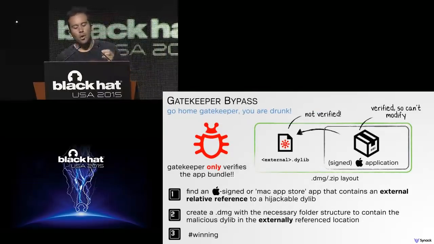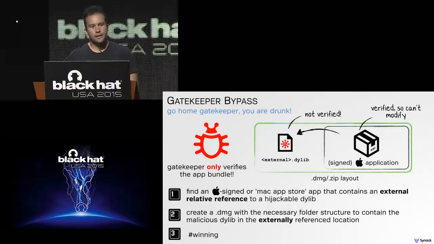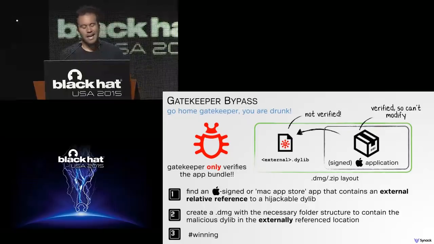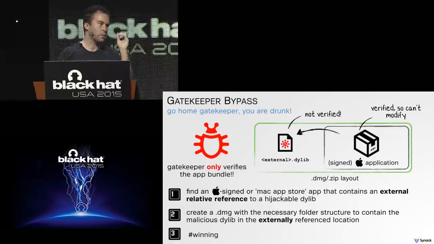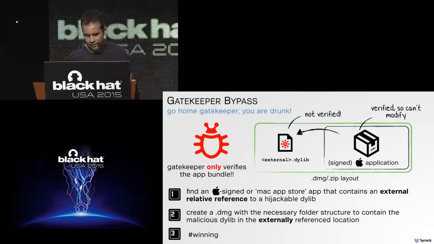Turns out, though, that Gatekeeper only verifies the downloaded application. It does not verify external content, which is normally not a problem unless the application that was downloaded has an external relative reference to some content that it loads. So what we can do to bypass Gatekeeper is, well, 3 easy steps. First, we find an Apple signed or Mac App Store app that contains an external relative reference to a hijackable dylib. Then we create a DMG or zip file image, or we could also inject this into a legitimate software download if we have network level access. And then we kind of laugh at Apple.